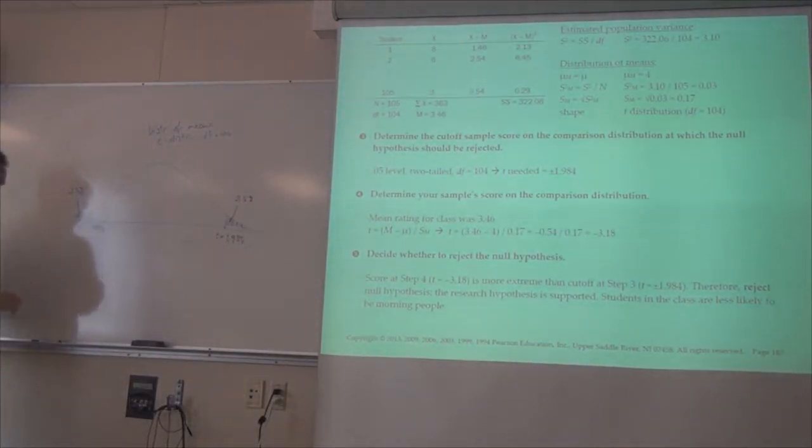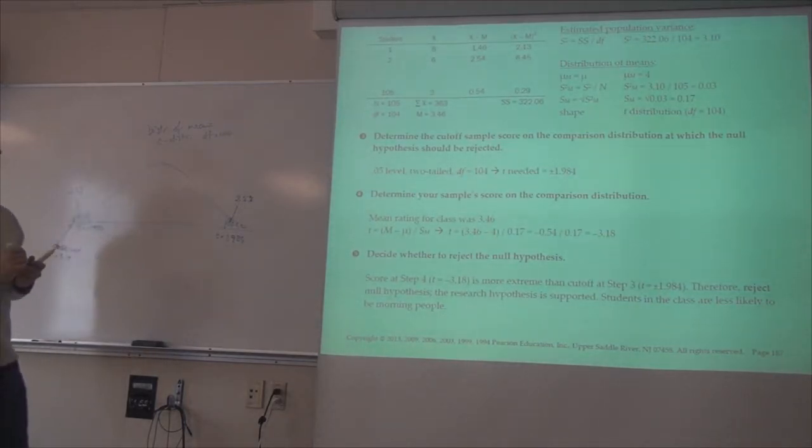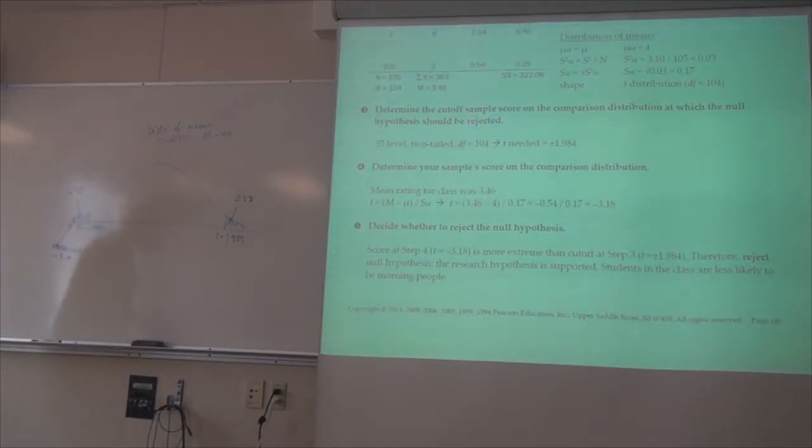Ooh, that's out there. Let's put it over here. So I'm observing negative 3.18. So I can again say that it's significant enough to reject the null hypothesis in support of the research hypothesis that the means are actually significantly different.